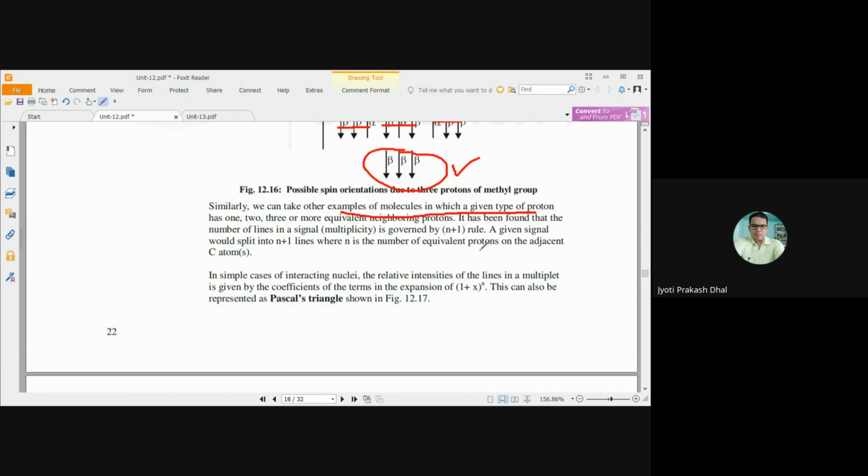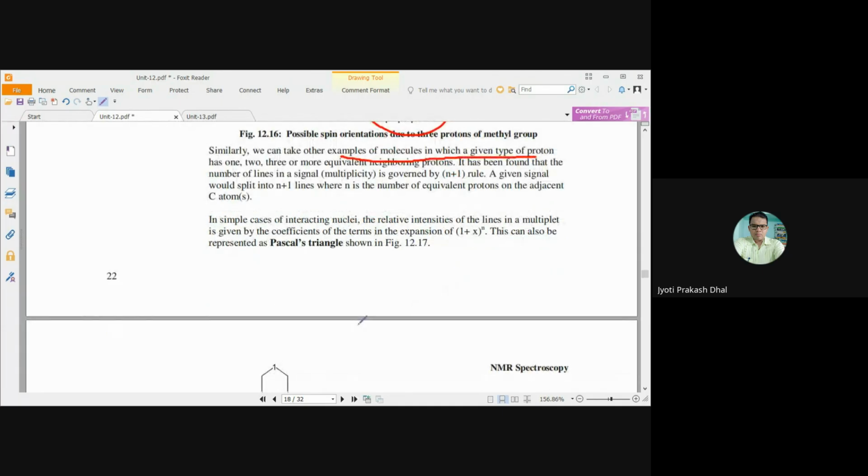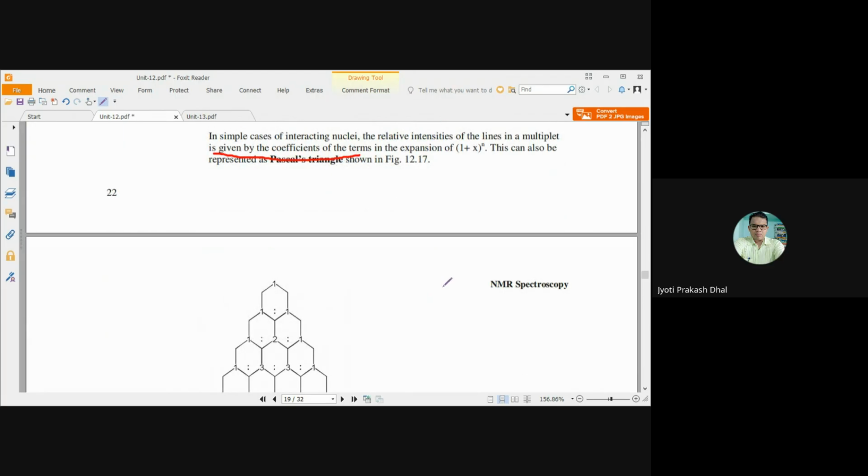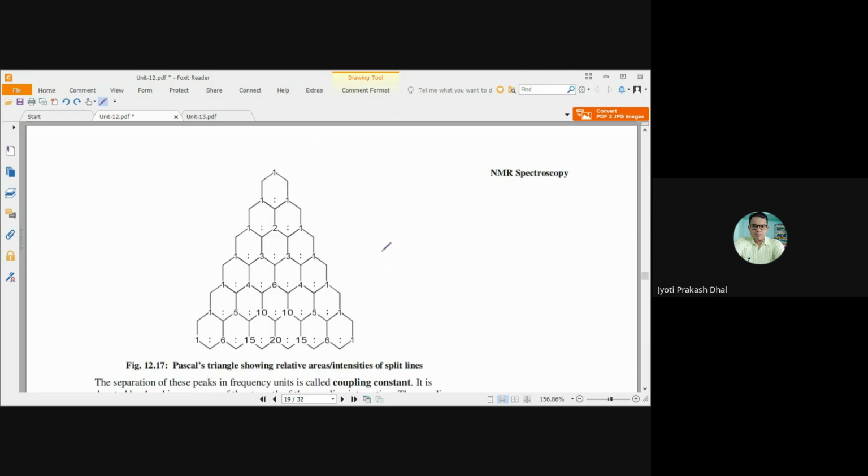Or three neighboring protons, the signal will split into a quartet. So that is governed by the n plus 1 rule. In the case of interacting nuclei, the relative intensity of the lines in a multiplet is given by the coefficients of the terms in the expansion of (1 plus x) to the power n. This can be represented by Pascal's triangle.